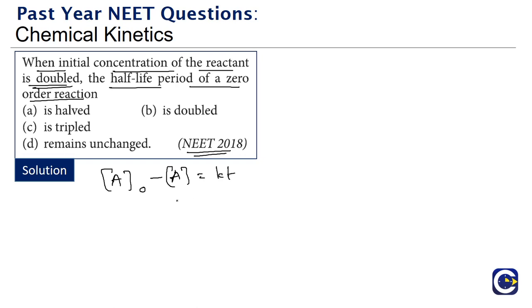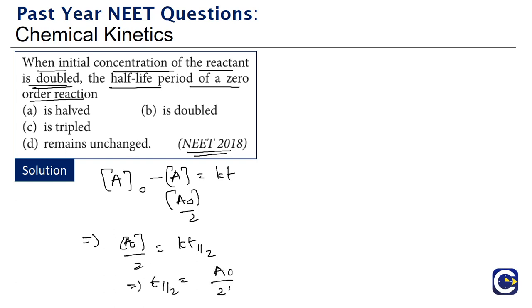So half-life would mean A being equal to A0 by 2. That means the overall LHS will be A0 minus A0 by 2, which is equal to A0 by 2, which is equal to KT. This is the T half value. That means T half will be equal to A0 by 2K. So for the zero order reaction, we see that T half is simply proportional to the A0 value.